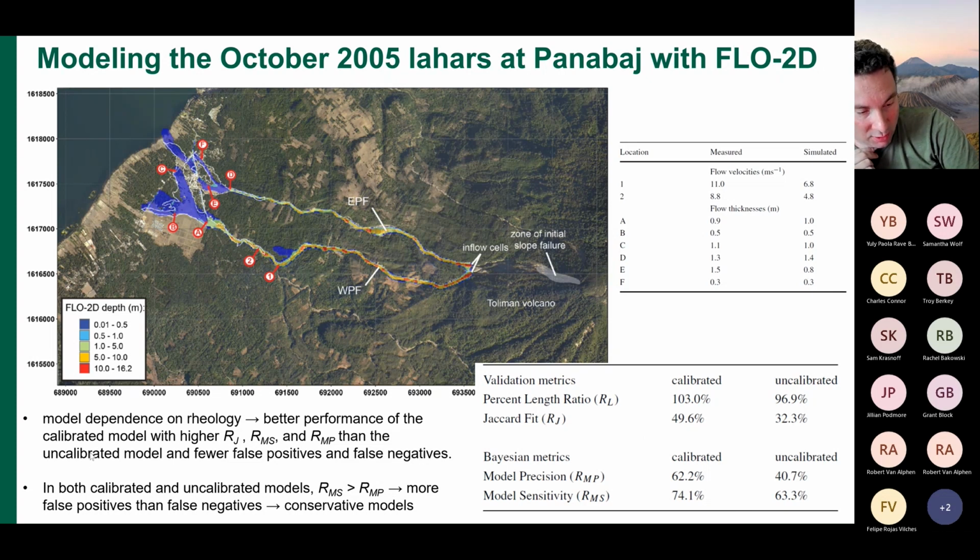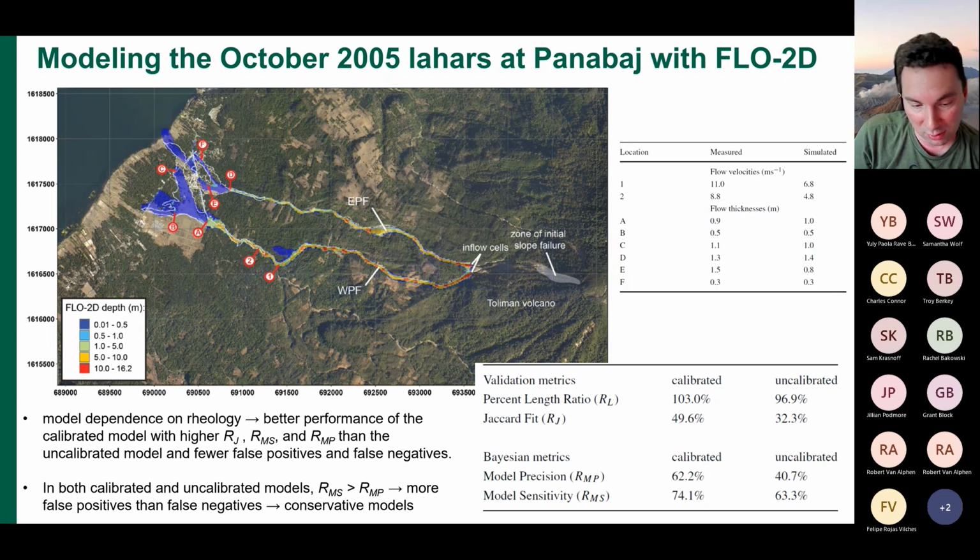And what we ended up finding is that we had a calibrated model and an uncalibrated model, which was based on the rheology of the model, and we got better performance with a calibrated model with fewer false positives and false negatives. But also, we found out that both the calibrated and uncalibrated models have higher sensitivities and precision, which means that they have more false positives than false negatives. And that's, in a way, what you want, right? You want your model to actually go further than the observational data, rather than omitting some of the inundation area.